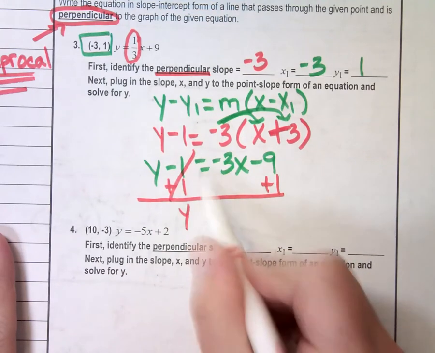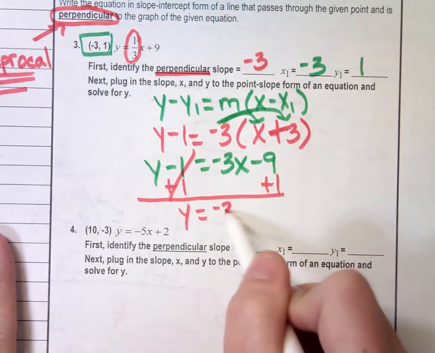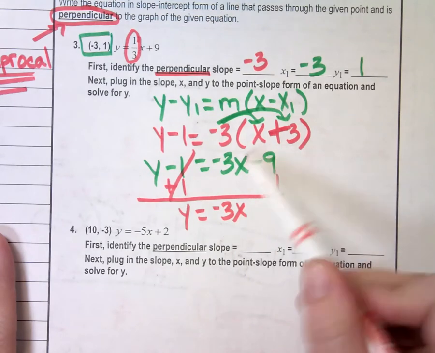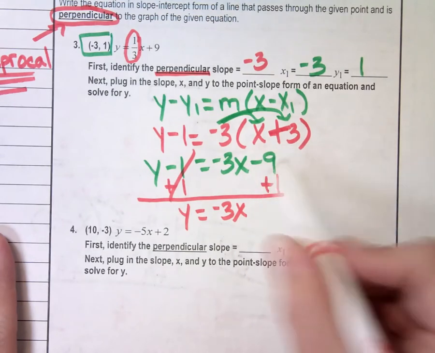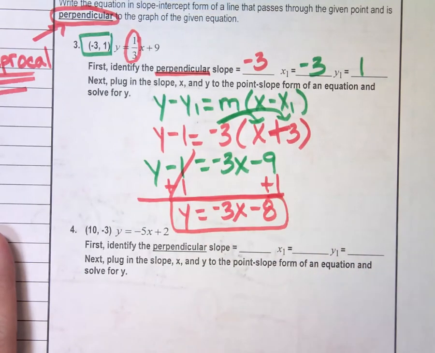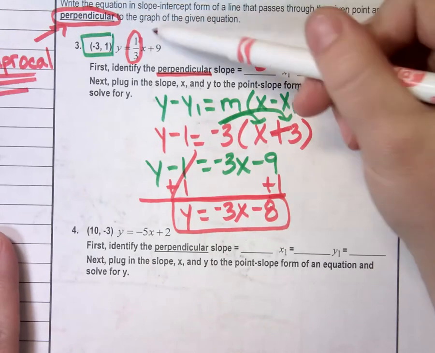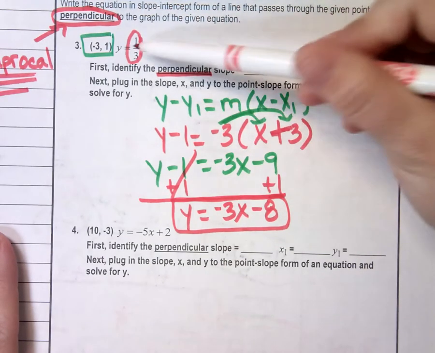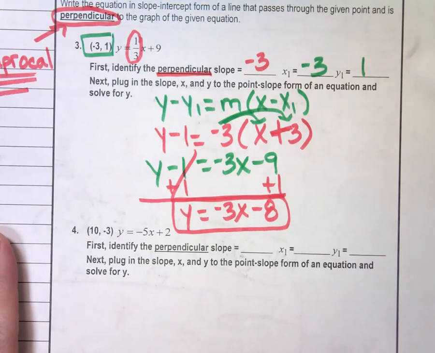Drop the y, drop the equals, drop the negative 3x. And how much is negative 9 plus 1? A negative 8. So this is the equation of my line that is perpendicular to this one up here. You can see that their slopes are opposite reciprocals, so I know that these lines will be perpendicular. Remember the upside down T means perpendicular?